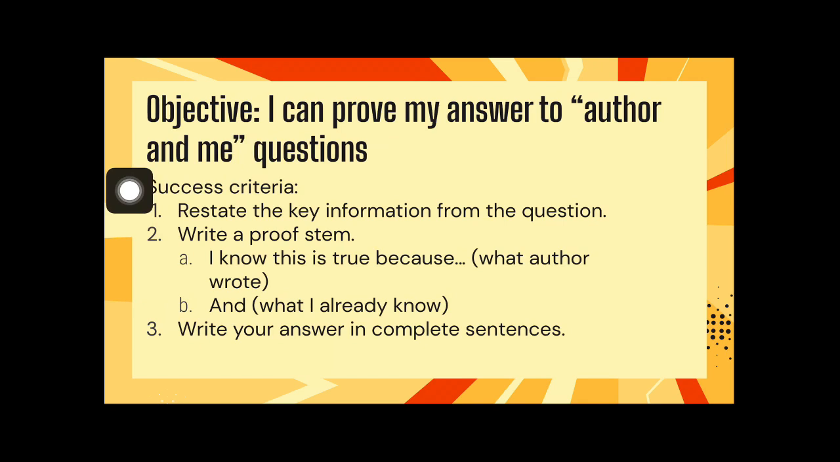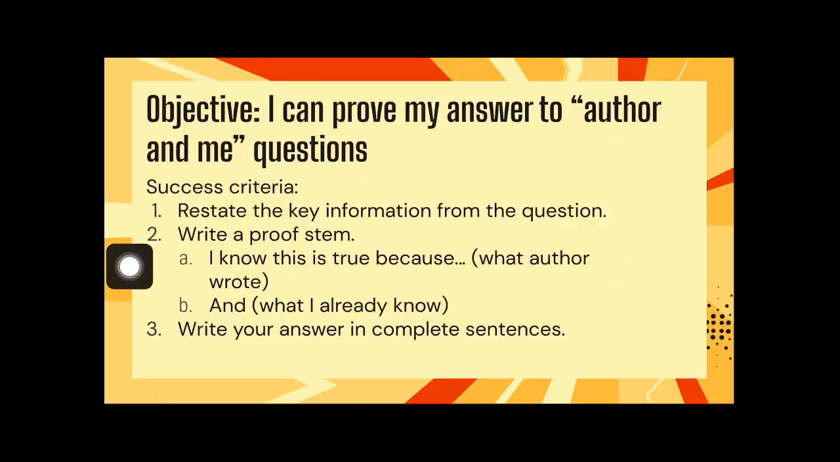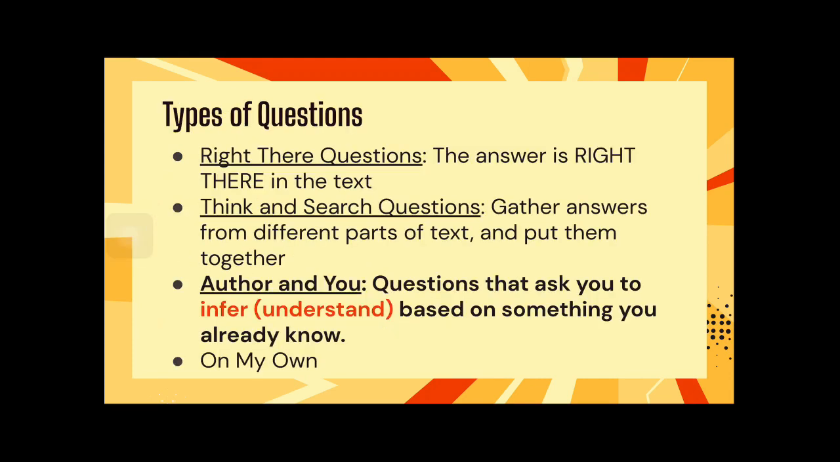Your success criteria for these is going to be very similar as well. You're going to restate the key information for the question, and you're going to answer with a proof stem. Your proof stem for an author and me question is to add not just what you know is true because of what the author wrote, but also to say, "and what I already know," because an author and me question means you're answering based on what the author wrote and what I already know. And of course, as always, you will succeed if you write your answer in complete sentences. That means having a complete thought, having a capital letter, and a punctuation mark at the end.